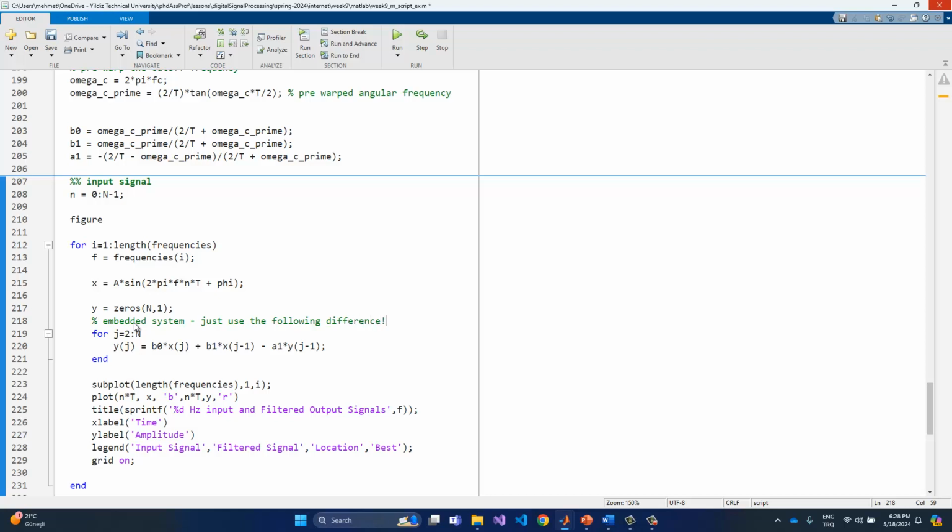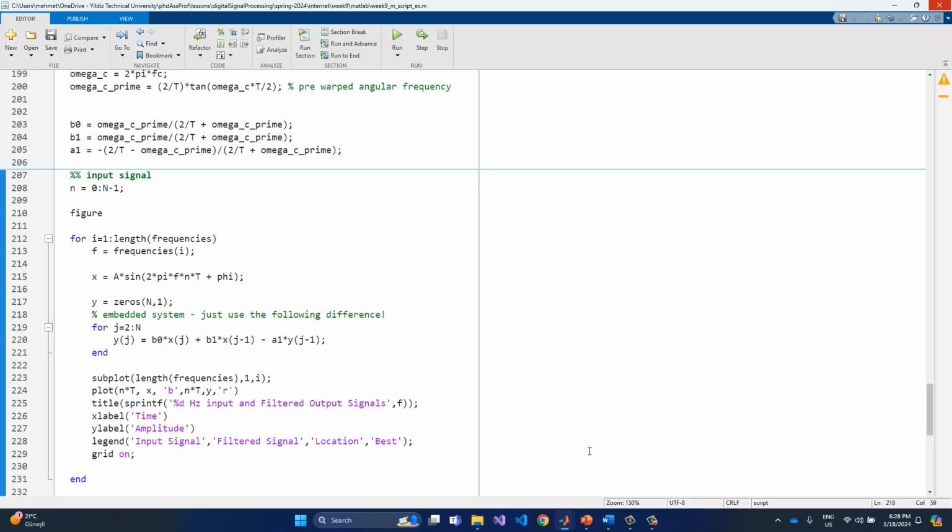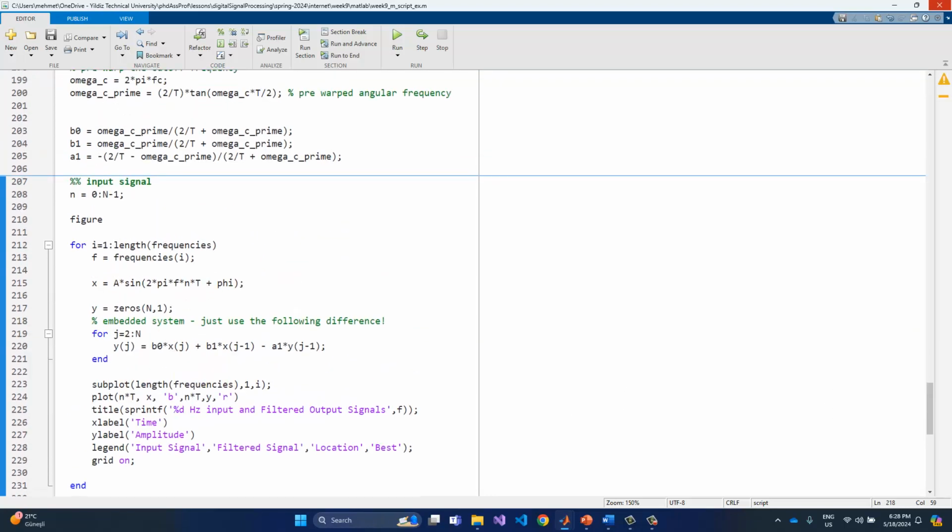Okay, this is simple. That's all, guys. This is the end of this low pass filter design in the discrete domain. And so I hope you have learned everything about what I'm saying in this lesson.